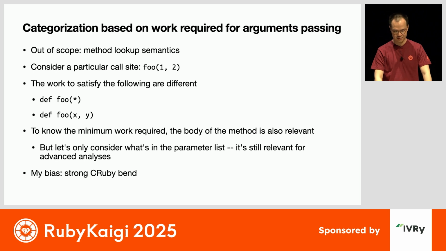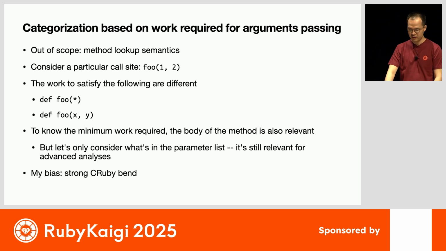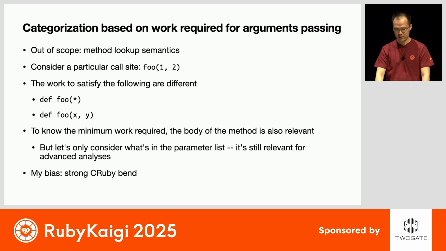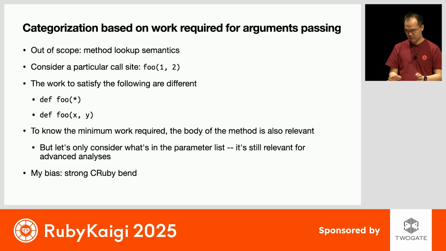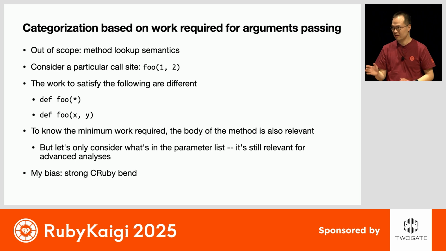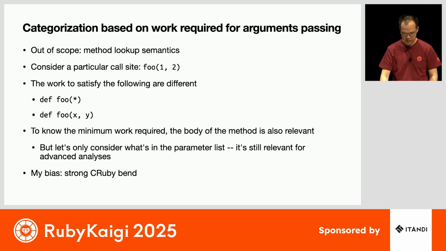Argument passing. Now, obviously, using different features at a call site will do different kinds of work, but who you are calling also matters a lot. In this foo example, the version of foo that takes a rest parameter requires an allocation of an array, but the second one doesn't. But the caller side is the same in both cases.